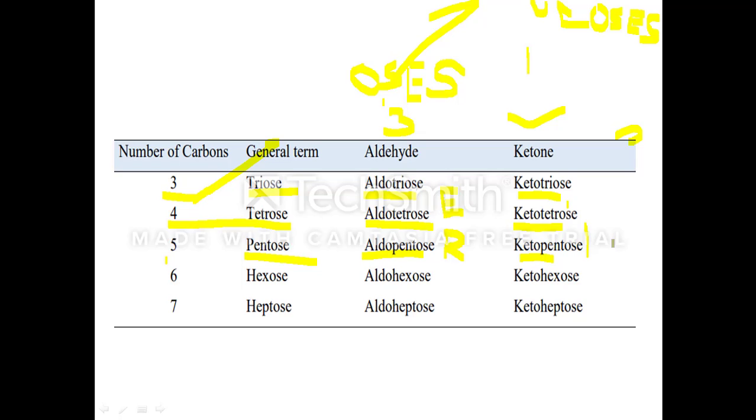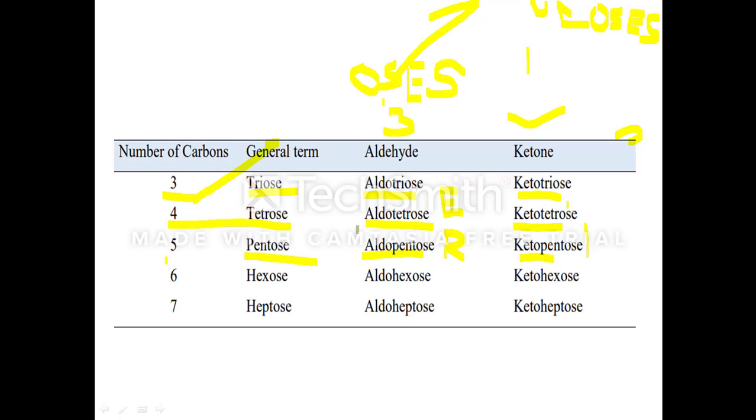Ribose will be present in RNA, and when it does not contain the oxygen at the C2 position, it is called deoxyribose sugar, which is present in DNA, that is deoxyribonucleic acid. The ribose sugar is present in RNA, that is ribonucleic acid.